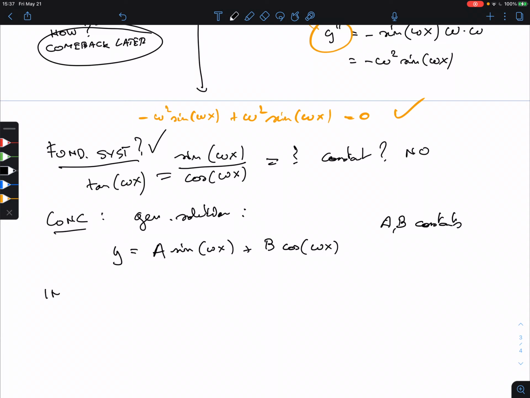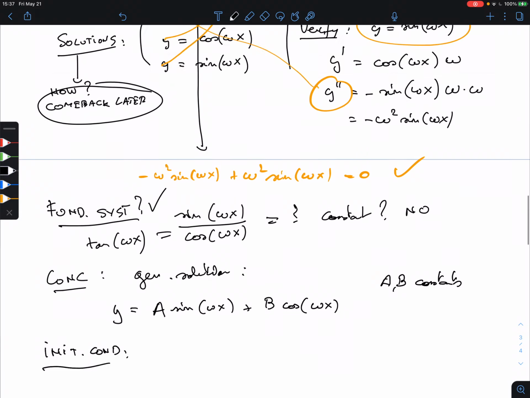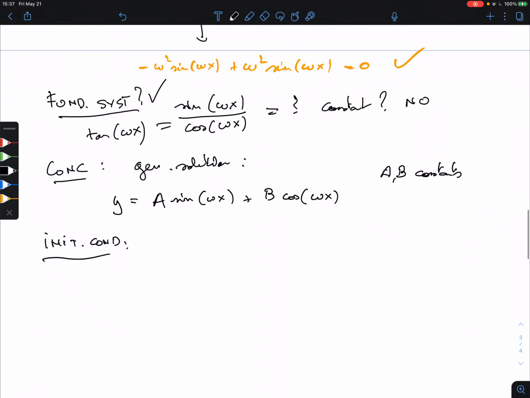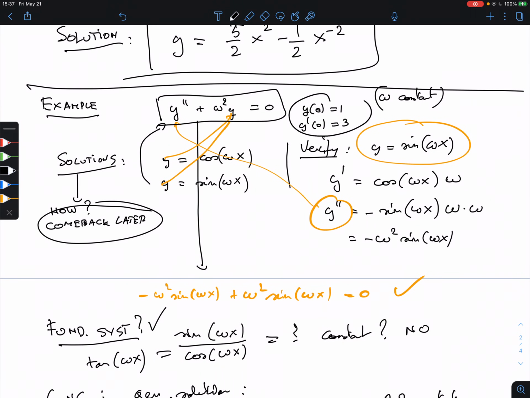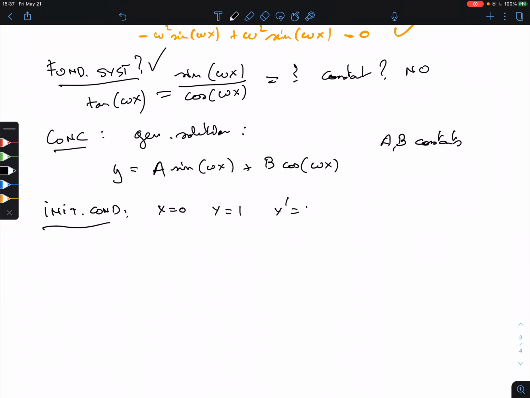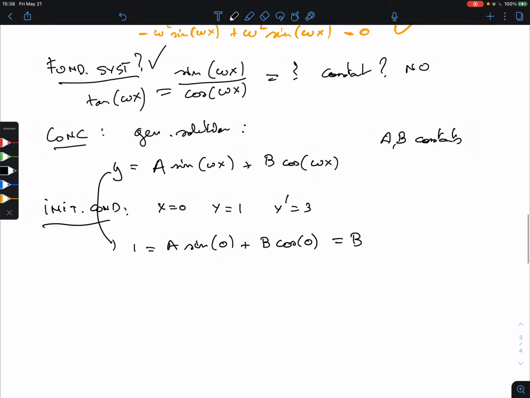So now, the initial condition, that means we have to plug in. Now, the initial conditions were, if x is 0, then y was 1, right? And the derivative of y was 3. So y was 1 and y prime was 3. So I have y, and I can plug this in, so I get 1 is equal to A times the sine of omega times 0, that's 0, plus B times cosine of 0. Of course, sine of 0 is 0, and cosine of 0 is 1, so this is B. Oh, I have B already. But what now? I need y prime.